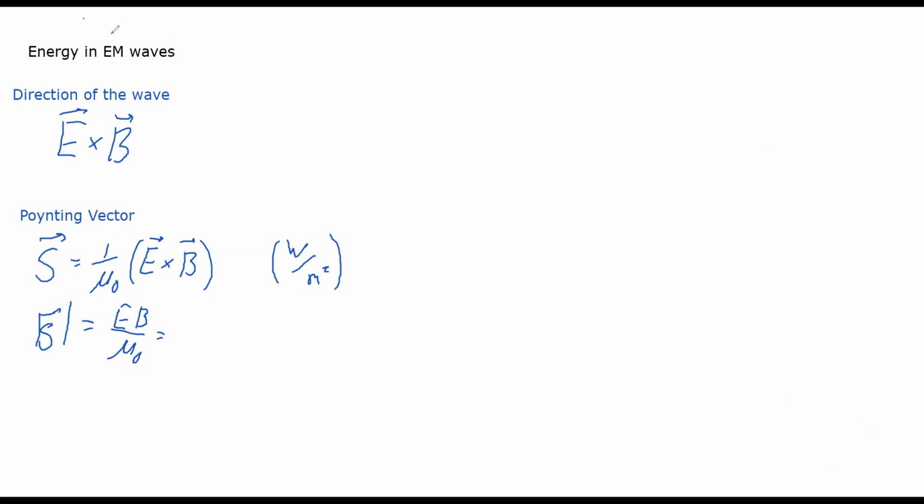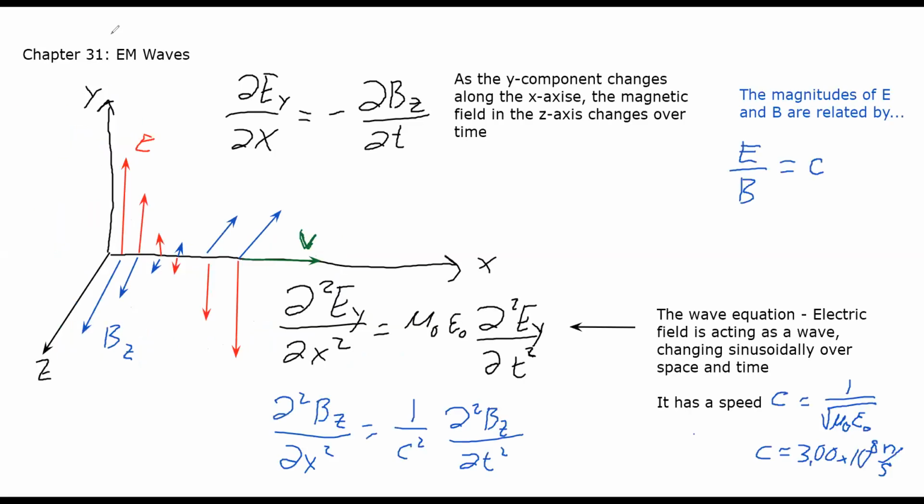So one way of finding the Poynting vector is EB over mu 0. I could also do it with 1 over c epsilon 0 E squared, or I could do it with the magnetic field, epsilon 0 c cubed B squared. That's just after making a whole bunch of substitutions with those two relationships that we saw earlier, with this relationship here and this relationship here.